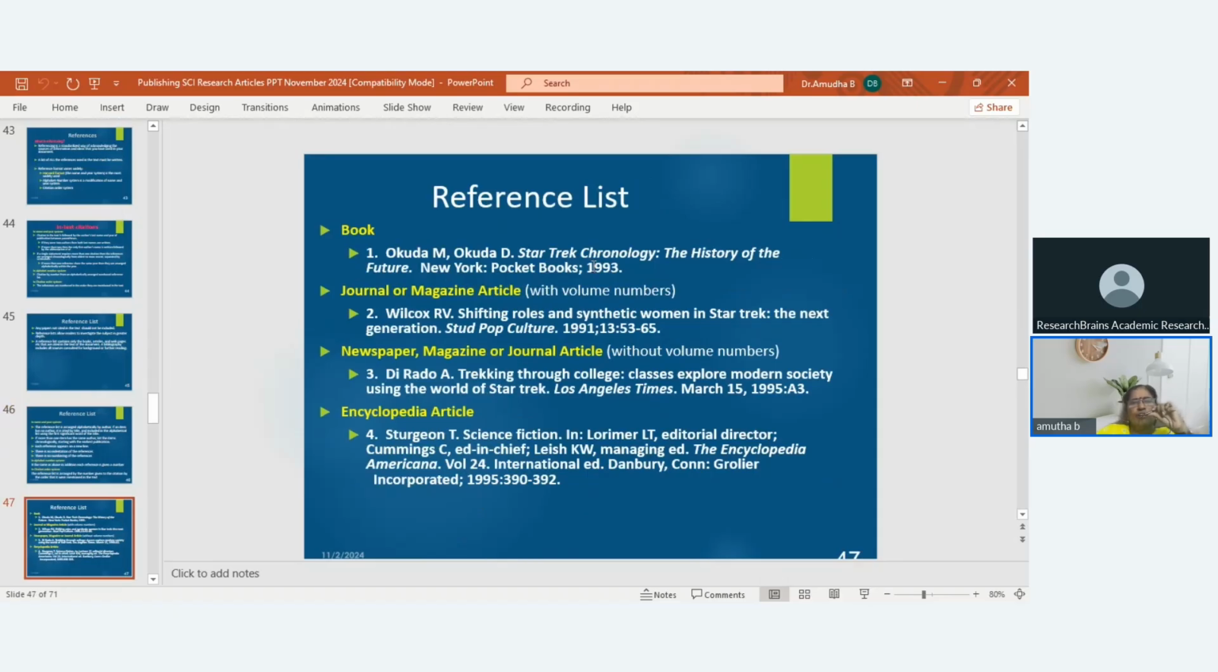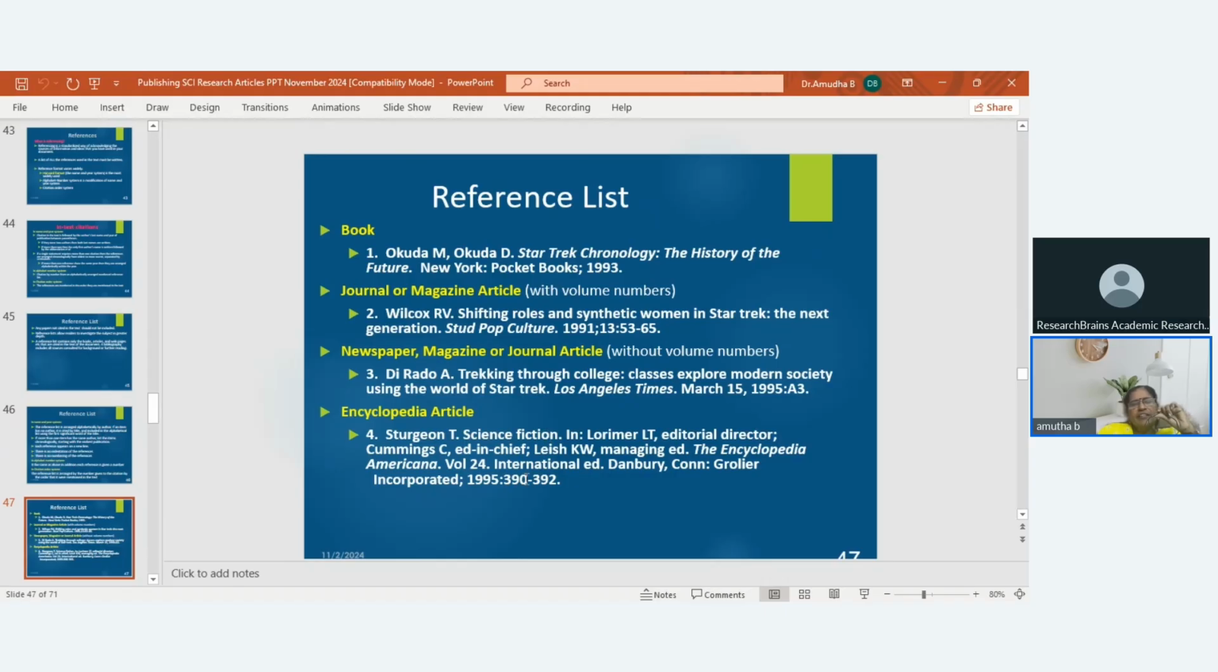And for a book, how will you cite; for a journal or magazine article, how will you cite; for a newspaper, magazine or journal article, how will you cite? The volume number must be there, the page number must be there, the year must be there, the version must be there, the edition must be there. All this must be there. If you use a data set, then you should write the version name and year.